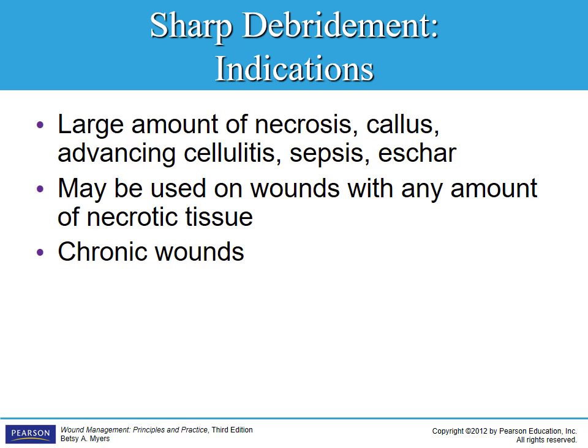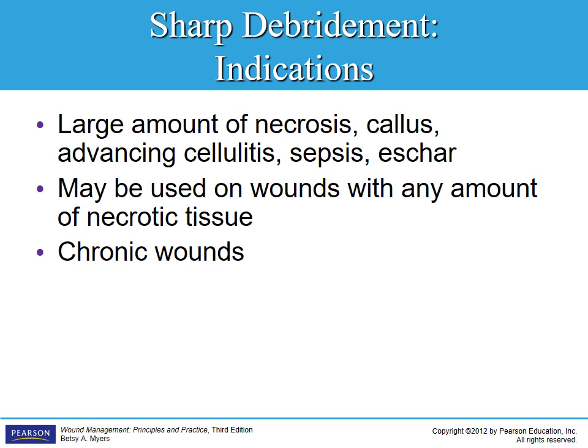So when do you want to do sharp debridement? Well, if you've got a large amount of necrotic tissue, a callus, an advancing cellulitis, sepsis, or eschar. Any kind of necrosis that you see in a wound is when you want to do sharp debridement. Sharp debridement can be used on wounds with any amount of necrotic tissue, meaning if I have just a little bit that I need to clean up or a lot that I need to clean up. Sharp debridement can also be used on chronic wounds.